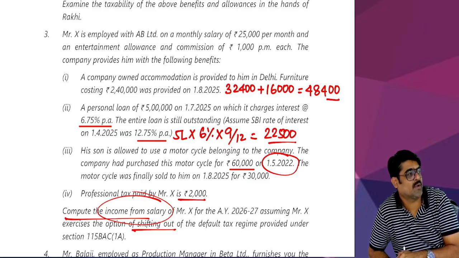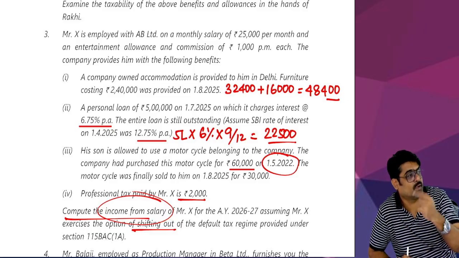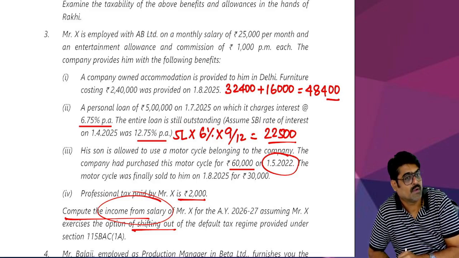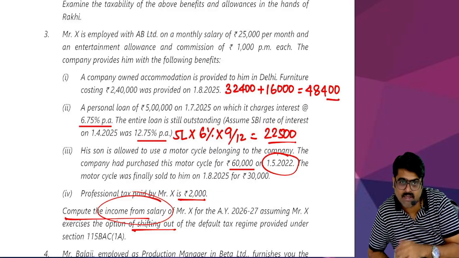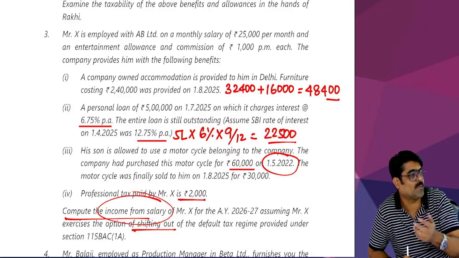In the bracket, you will write down 2,40,000 into 10% into 8 by 12. First column 16,000. 32,400 plus 16,000. Outer column. Will you be able to present like this? Sure. Next one. After this perquisite, next one.